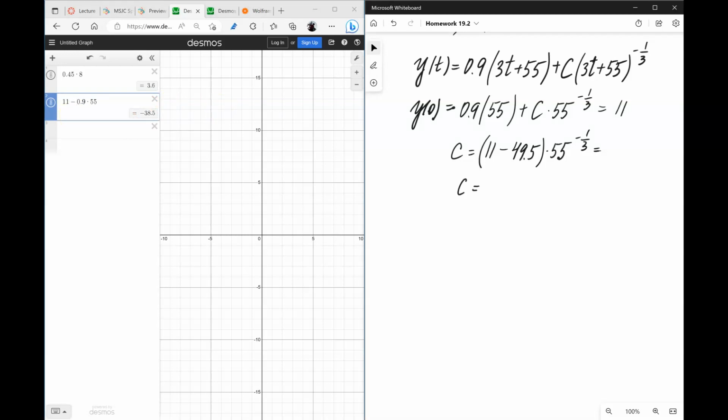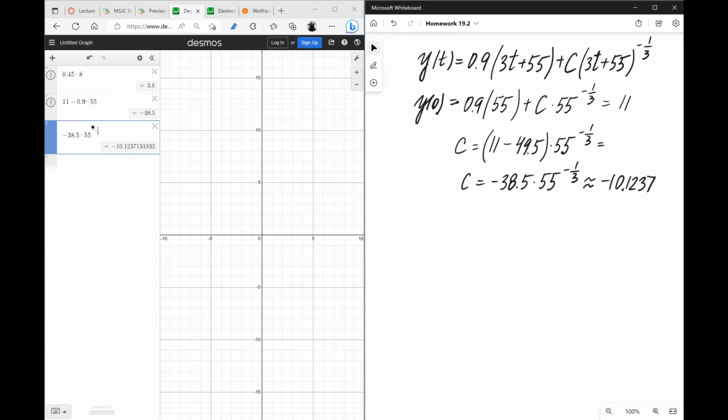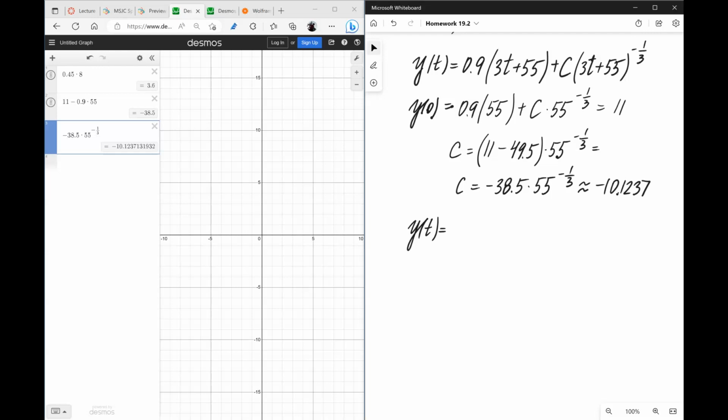So maybe we can compute this. So c is approximately negative 10.1237, and therefore the y function is equal to 0.9 times 3t plus 55 minus 10.1237, 3t plus 55 to the power negative 1/3.